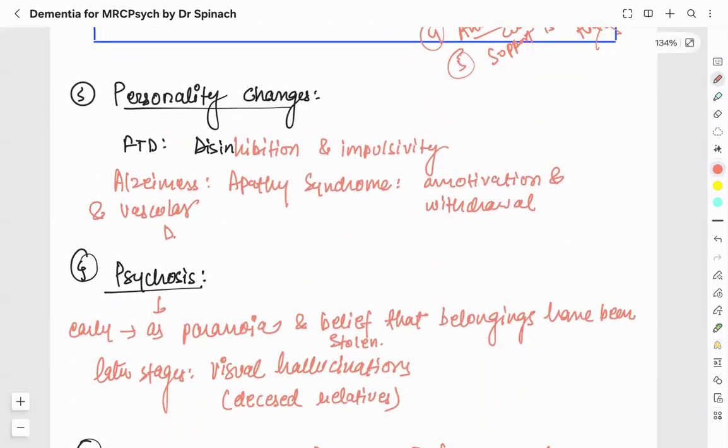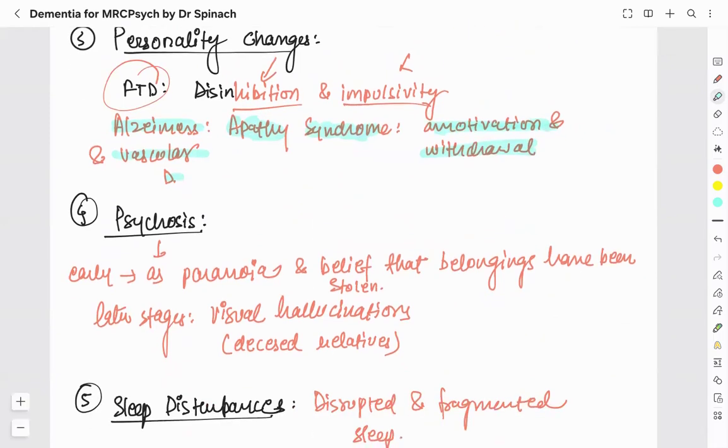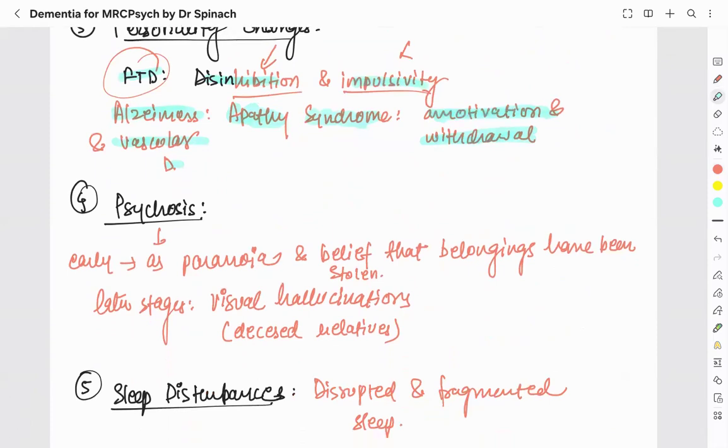Then we have personality changes, which is disinhibition and impulsivity, for example, which is seen in frontotemporal dementia. In Alzheimer's and vascular dementia, most commonly it is apathy syndrome, that is, patient is amotivated and withdrawal is seen. So FTD is disinhibition and impulsivity. Alzheimer's and vascular, apathy, there is amotivation and withdrawal.